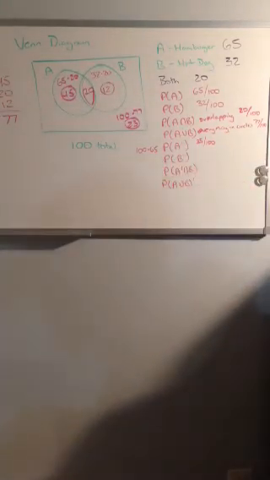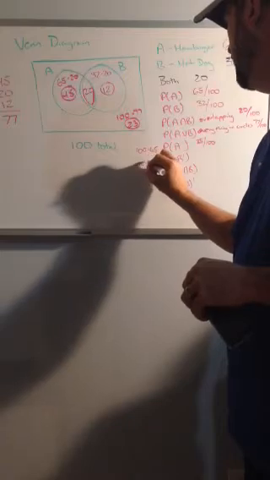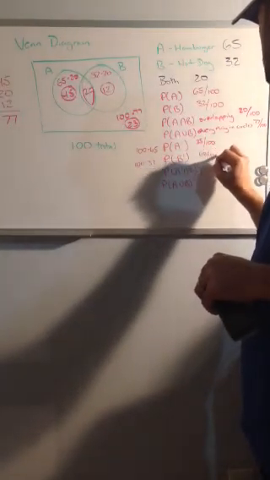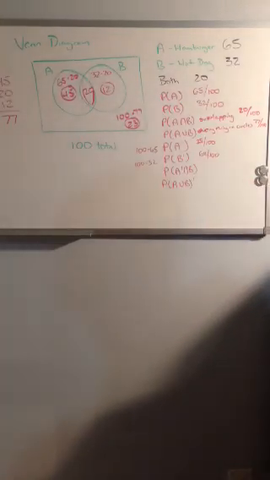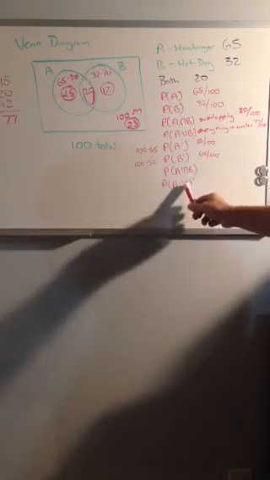Complement of B, those are the people that do not like hot dogs. We had 32 people like hot dogs. So to find out how many people don't like hot dogs, subtract from 100, 68 people don't like hot dogs. I'm going to skip this one because this is a tough one. We'll come back to it here in a sec.